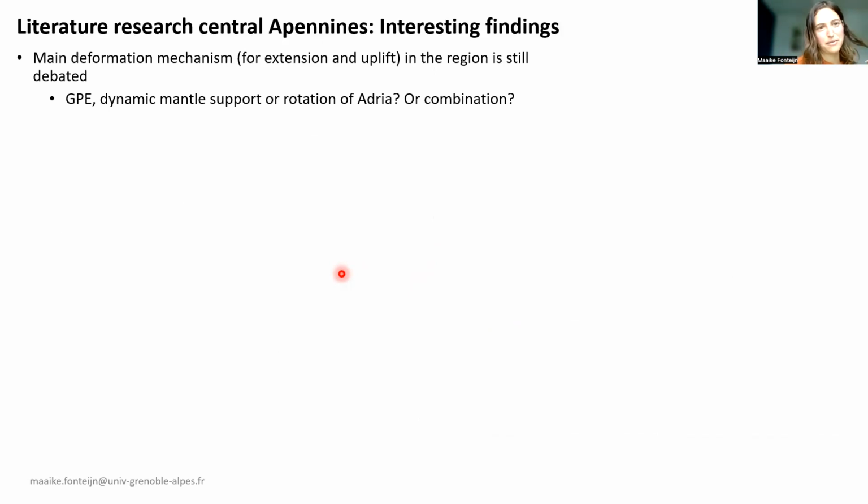I found. First, the main deformation mechanism in the region is still debated. There's extension, which is localized on the crest of the Apennines. And furthermore, GPS has shown that the Apennines are uplifting. And then there are different hypotheses about what causes this deformation. The first one is a difference in gravitational potential energy. And this would explain why the deformation is localized on the crest of the Apennines. Furthermore, dynamic mantle support has also been suggested to cause the uplift and extension, or a rotation of the Adriatic plates, or maybe a combination of all three, which is most likely in my opinion.